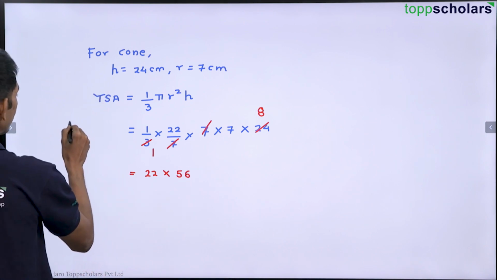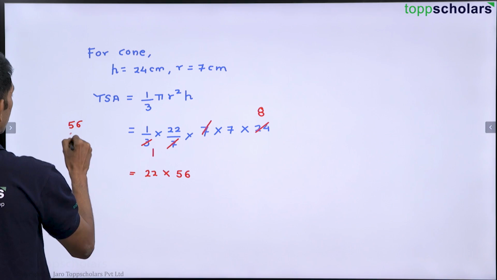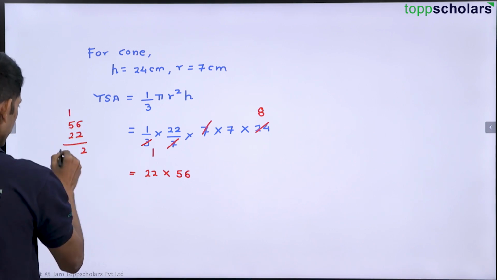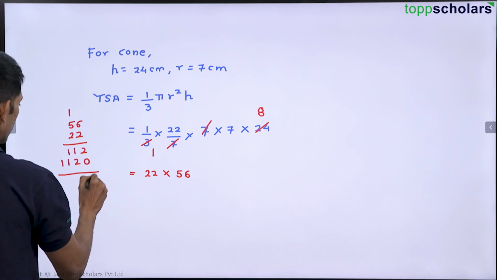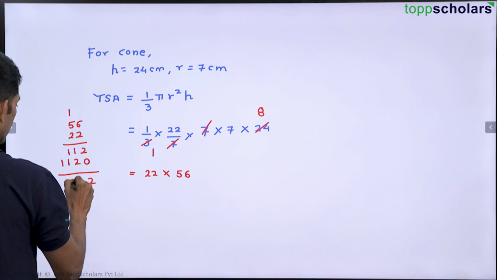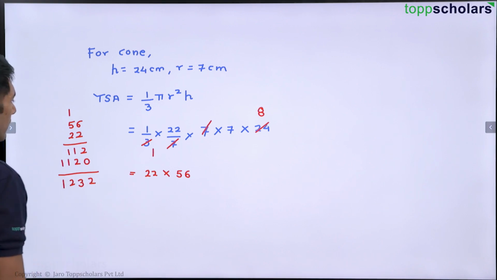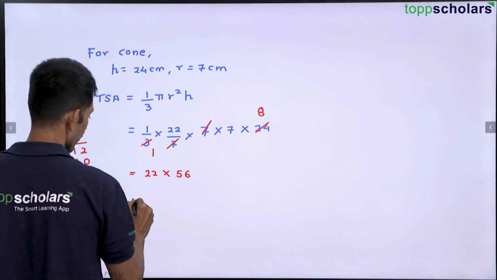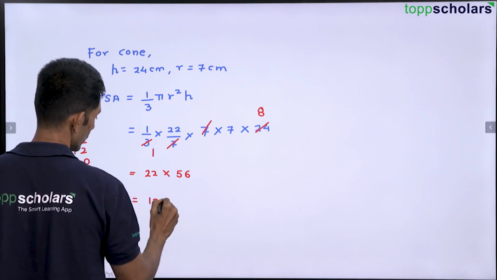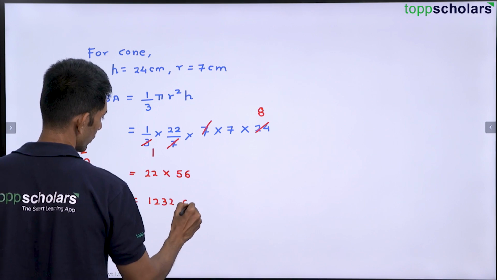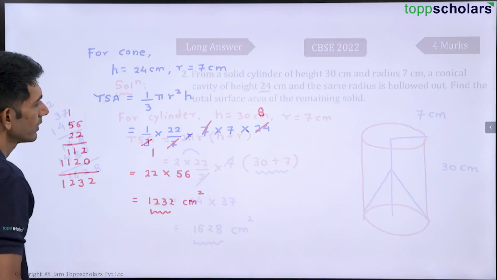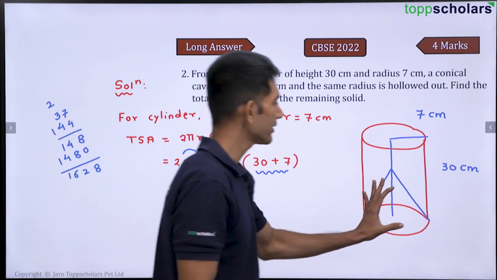Let us do that. So ultimately you get 1232. So that is equal to 1232 centimeter square. That is your total surface area of the cone.